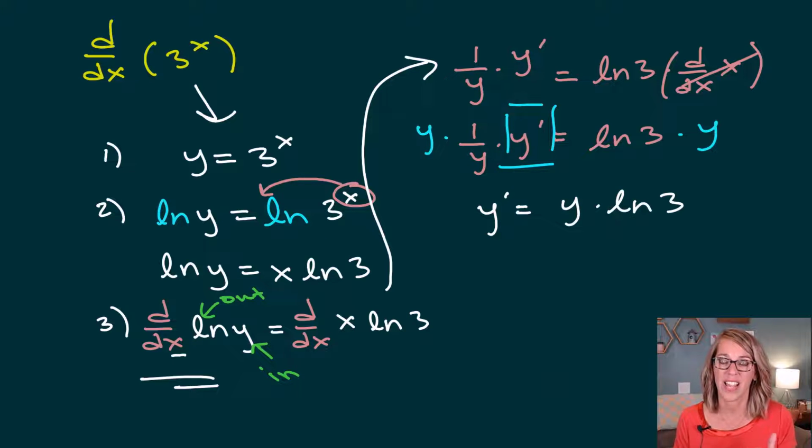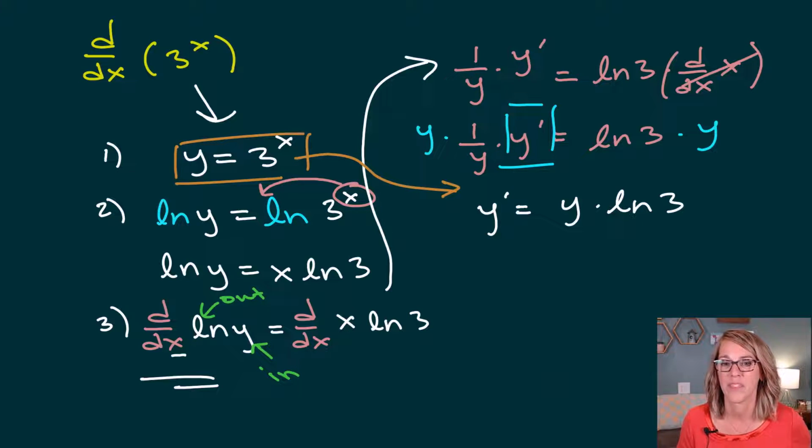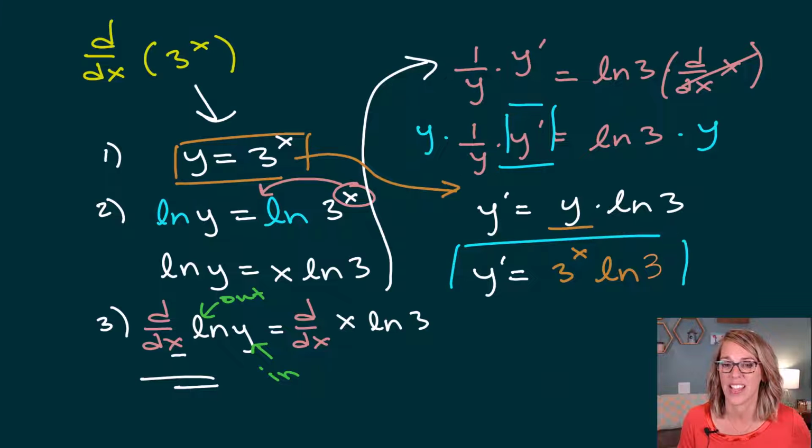But right now this answer is implicitly defined. I don't want it implicitly defined. I want y prime as a function of x. So my final step is to go back to that very first statement and replace y. So I end up with y prime is equal to y, which is 3 to the x. So 3 to the x times the natural log of 3. And that is our answer.